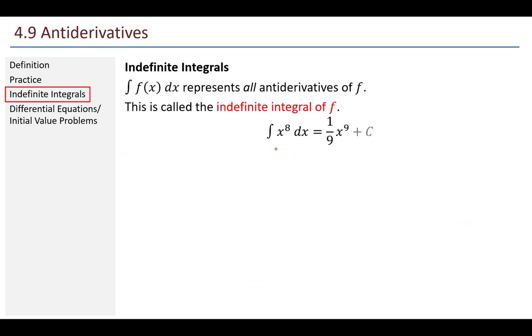Indefinite integrals. So far we've talked about an antiderivative. Now we have a way to represent all antiderivatives. It's the curvy S thing. So curvy S x dx means all the antiderivatives of x, which we know is 1/2 x squared plus c. So this expression is called the indefinite integral of f. It shows us the whole family of antiderivatives. The indefinite integral of x to the 8 is 1/9 x to the 9 plus c.